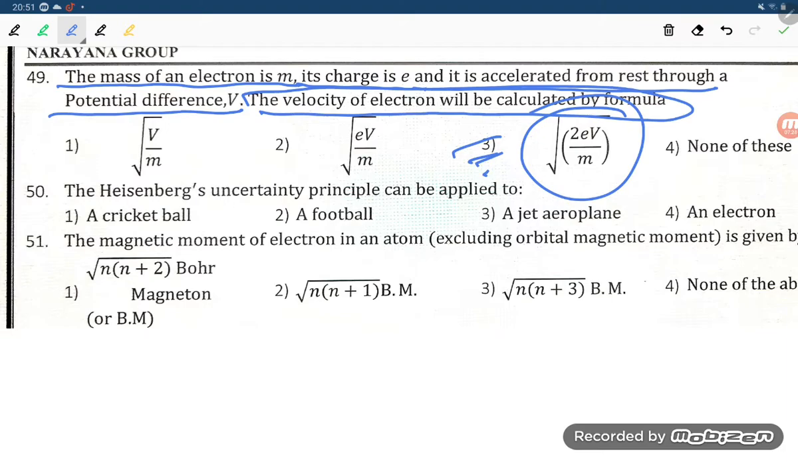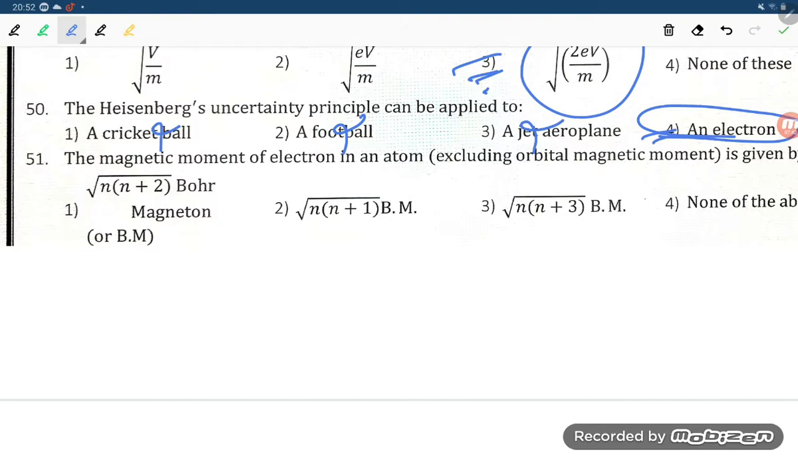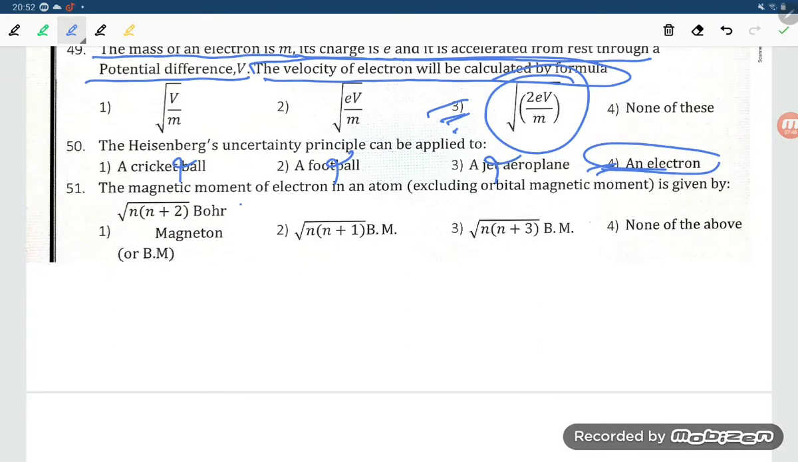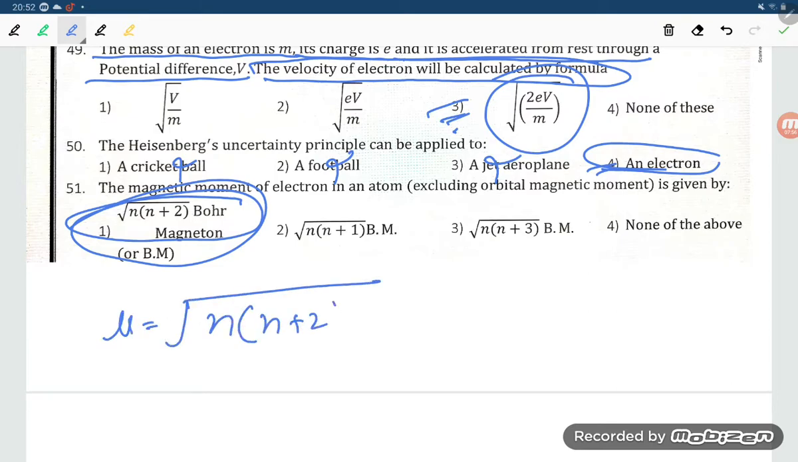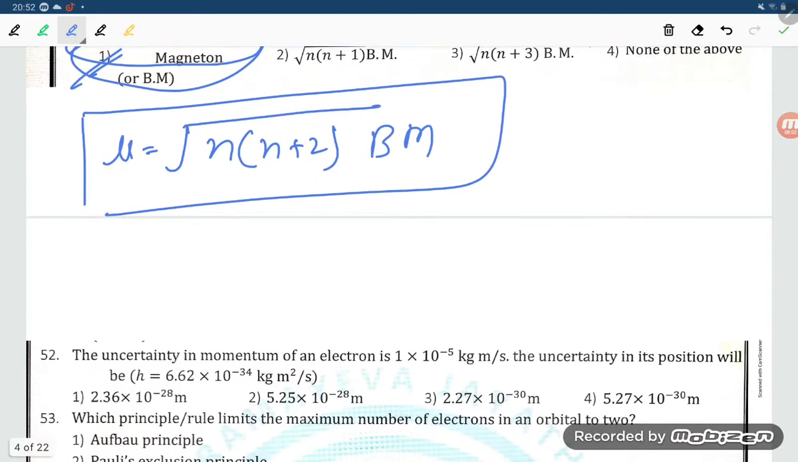Next one, the Heisenberg uncertainty principle can be applied to very small particles, microscopic moving particles. A cricket ball is a large particle, a football is a broad particle, a jet aeroplane is very large. An electron is a microscopic moving particle. So option number 4 is correct. The magnetic moment of an electron in an atom, excluding orbital magnetic moment, is given by mu equal to root of n times (n plus 2) BM, Bohr magneton. So this is our formula, and the correct option is option number 1.